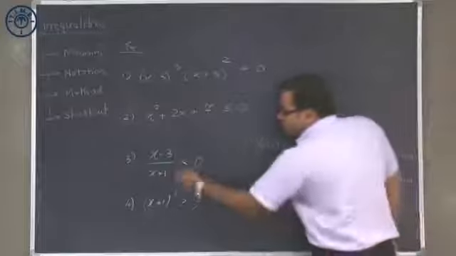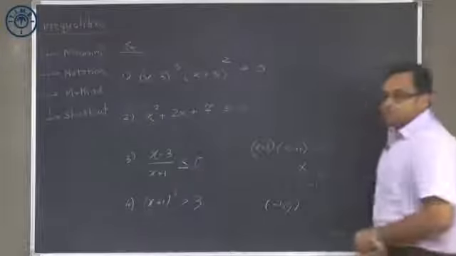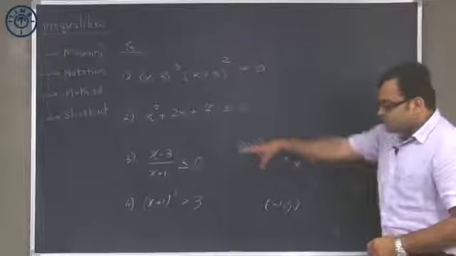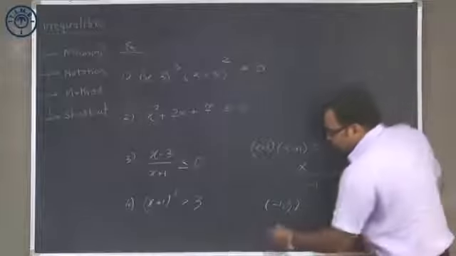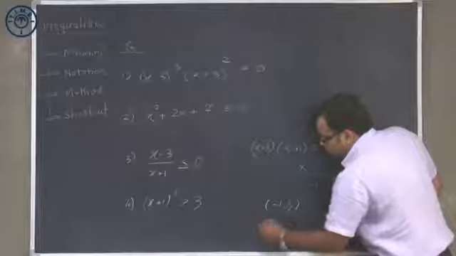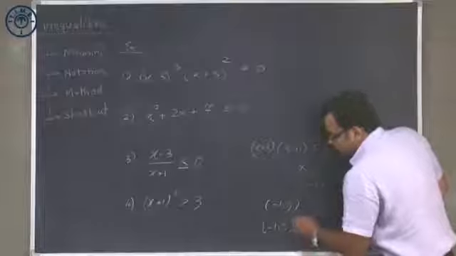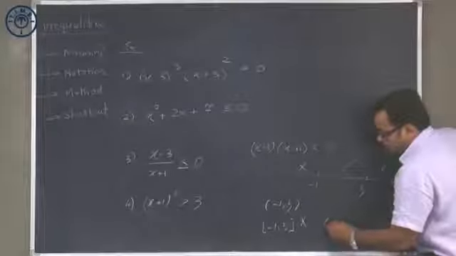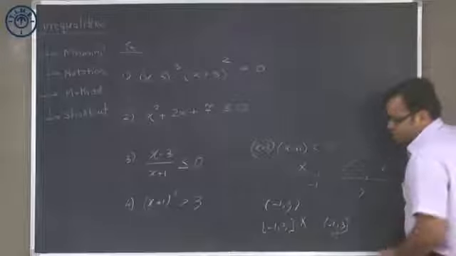However, if it was like this, then the story would have been different. In case it is like this, the solution will not be minus 1 comma 3 like this. This would have been wrong. The solution will be minus 1 comma 3.